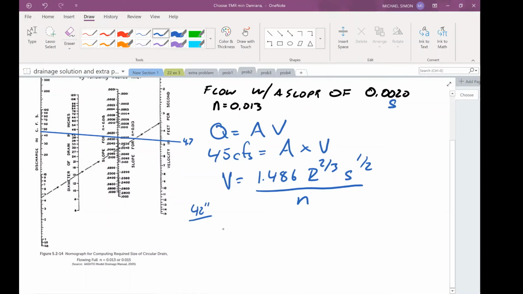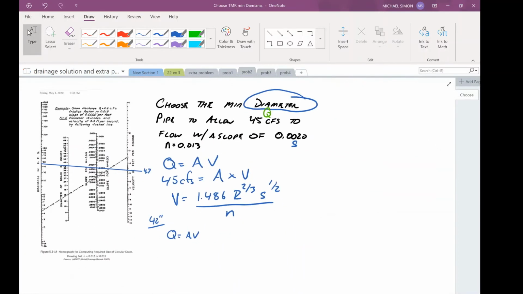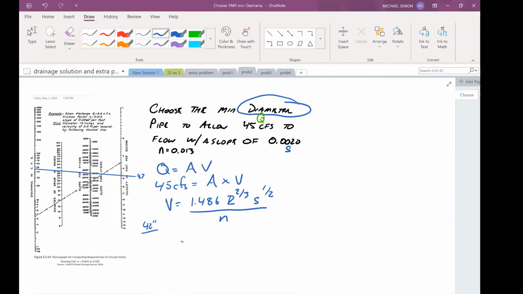So if I do Q equals AV, and we say that, I'm sorry, we're not gonna use that. We'll use the Manning equation first, and I'll explain why. We don't have enough variables for Q equals AV at this point. We have an area, we'd be solving for the velocity. We want a velocity based on the pitch of the pipe.